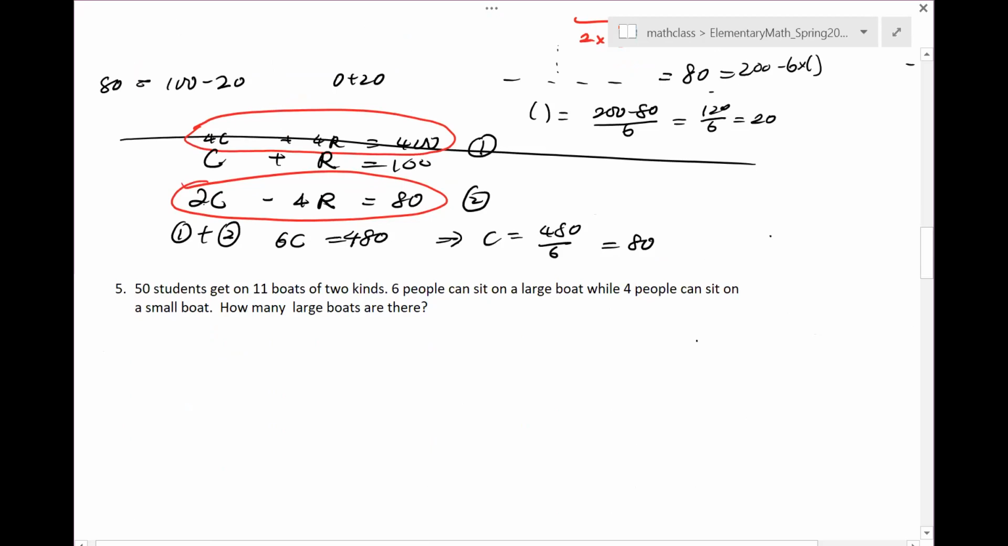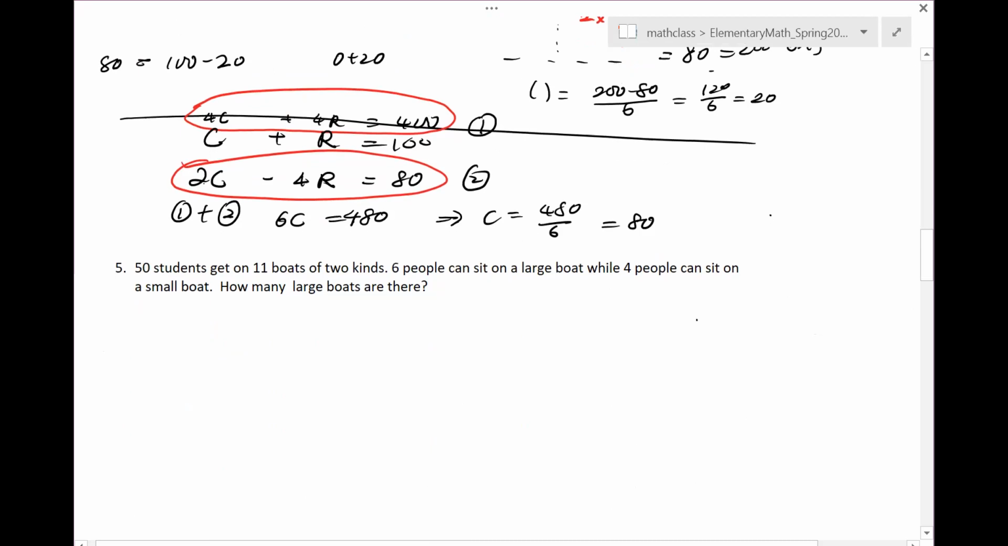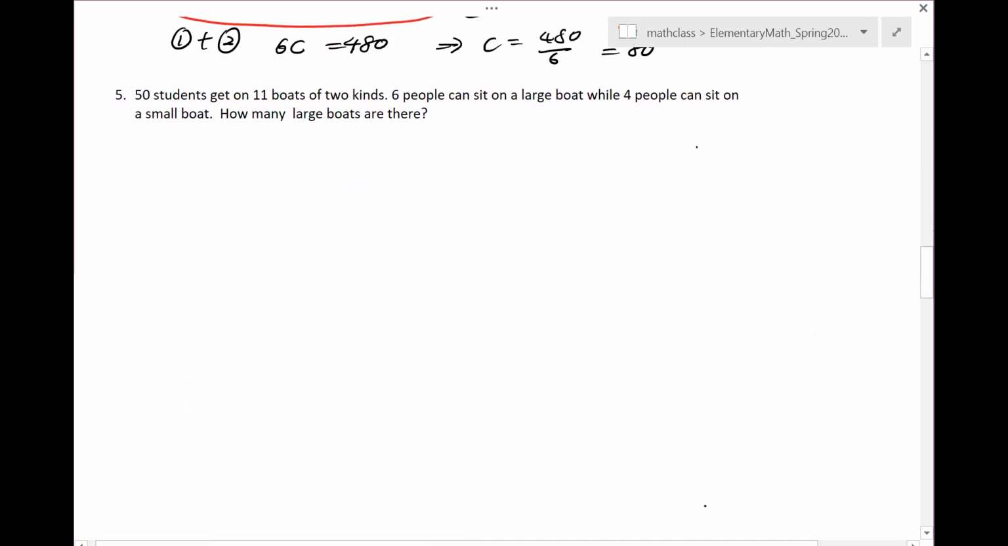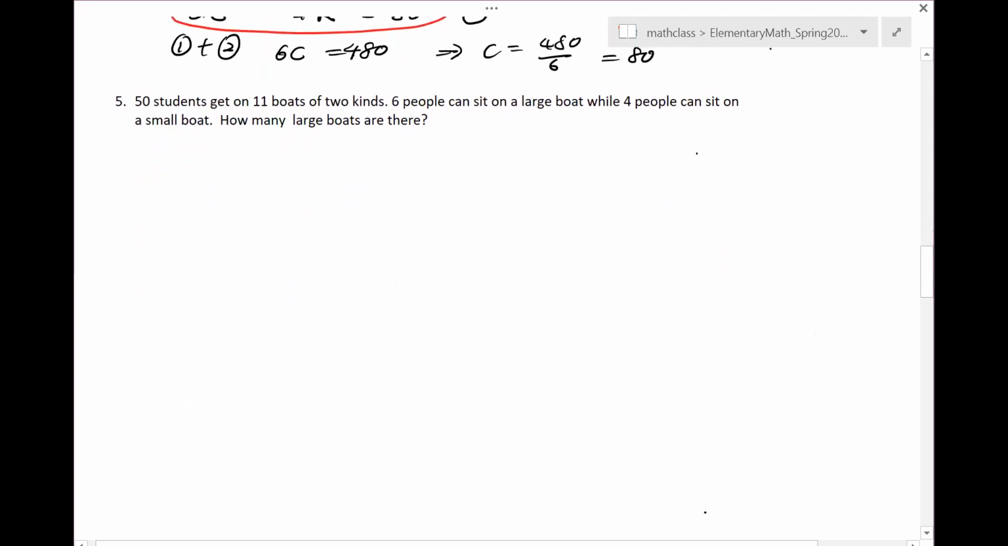All right, so now this is another problem, very similar. 50 students get 11 boats of two kinds. 6 people can sit on a large boat, while 4 people can sit on a small boat. How many large boats are there? Okay, you have to make an arrangement. Sometimes you can find the exact number, sometimes you have multiple solutions.